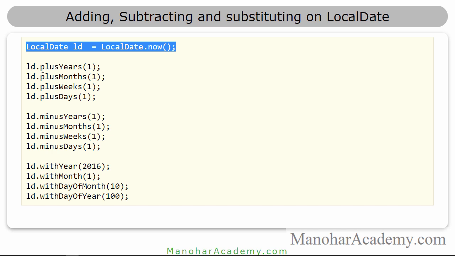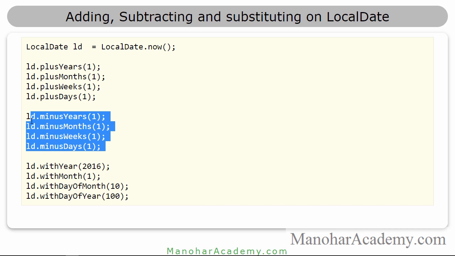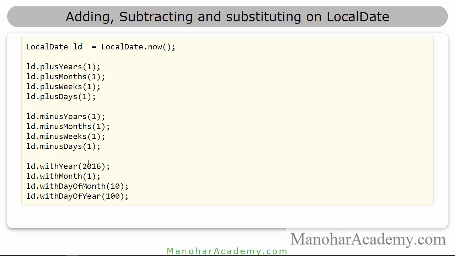We can add, or we can plus years, plus months, plus weeks, and plus days. You can give any number here. If you give 10, it will add 10 years, and the new object that is returned will be 10 years later. Okay, so also you can minus years, months, weeks, and days, and you can just replace one of them.